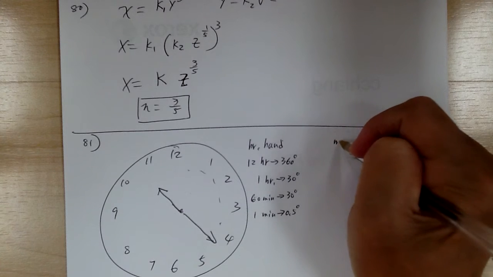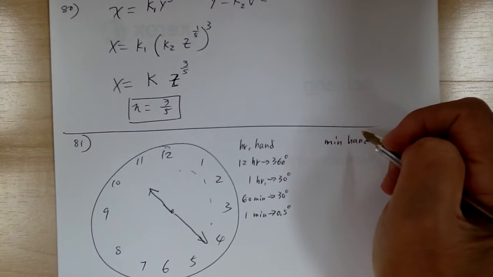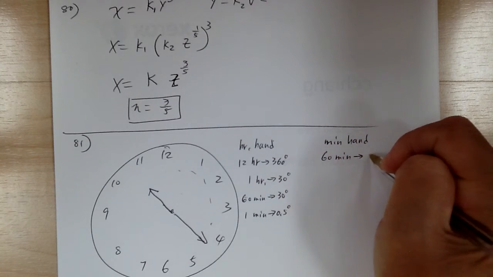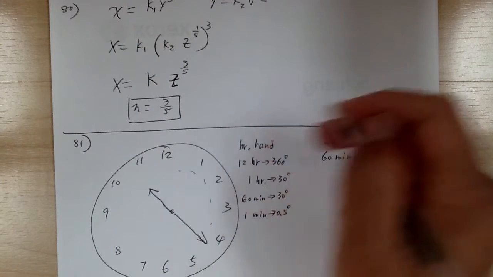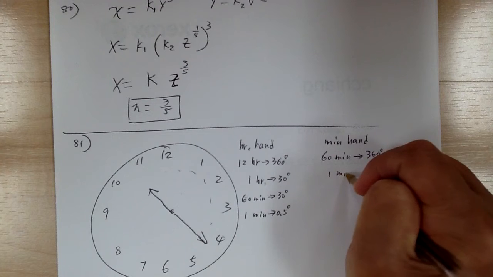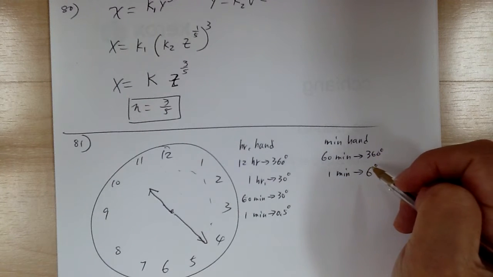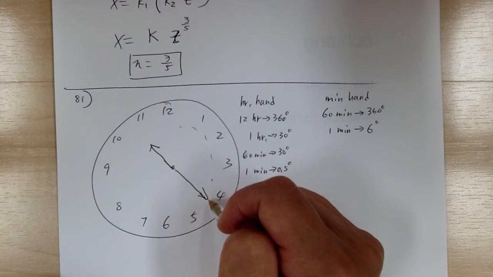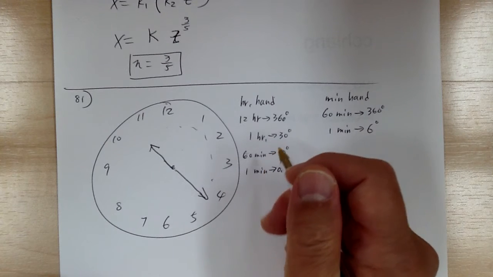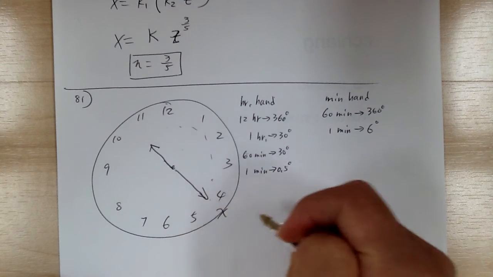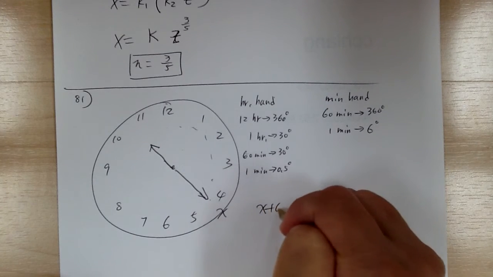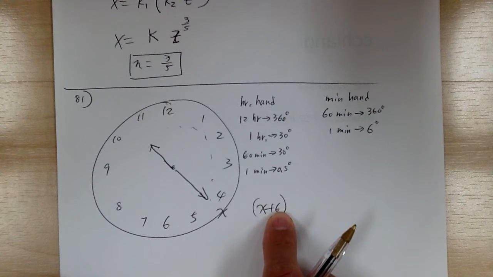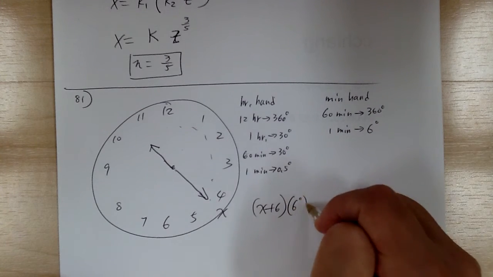Now for the minute hand, every time it goes around, it will give you 360 degrees. So 1 minute will give you 6 degrees. Now you have to keep track. So to get to this position, this is now. But 6 minutes from now would be x plus 6. Again, x is the minute now, the time now, but 6 minutes from now it would be x plus 6. And every minute it goes 6 degrees, so times by 6 degrees.